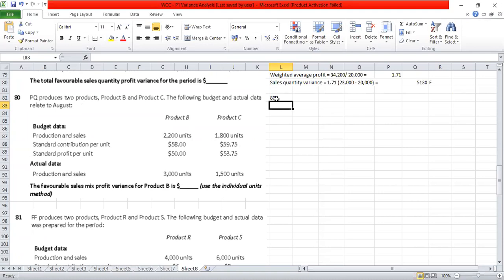Next comes the standard contribution per unit. Standard contribution per unit is $58 and $59.75. Standard profit per unit is 50 and then 53.75. Then we also have the actual details. Actual number of units are 3,000 for B and 1,500 for C.